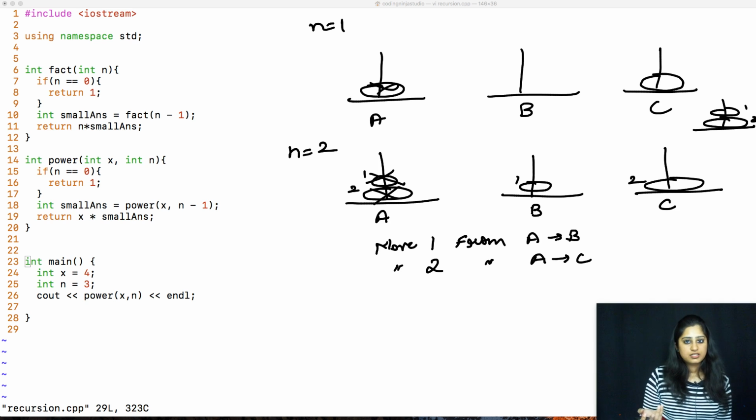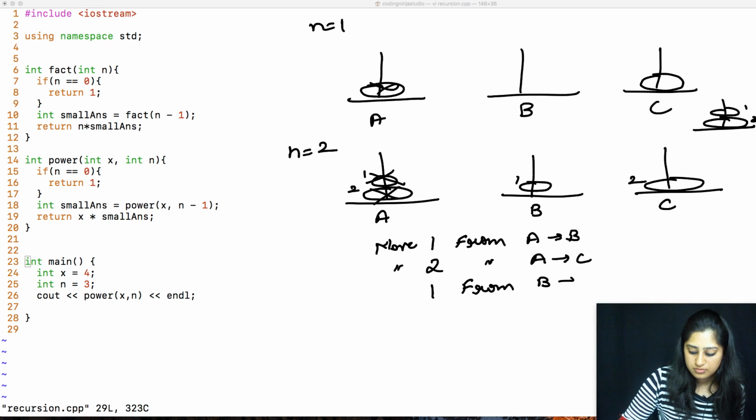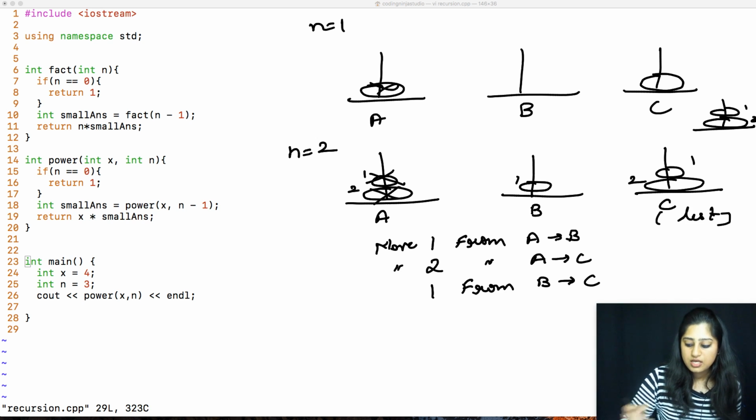I think all of you must have got it. The last step would be moving 1 from B to C. So I move 1 from B to C. C was my destination, and I have achieved the configuration. These were the 3 steps that I have to follow, right? For 2 it is pretty simple.